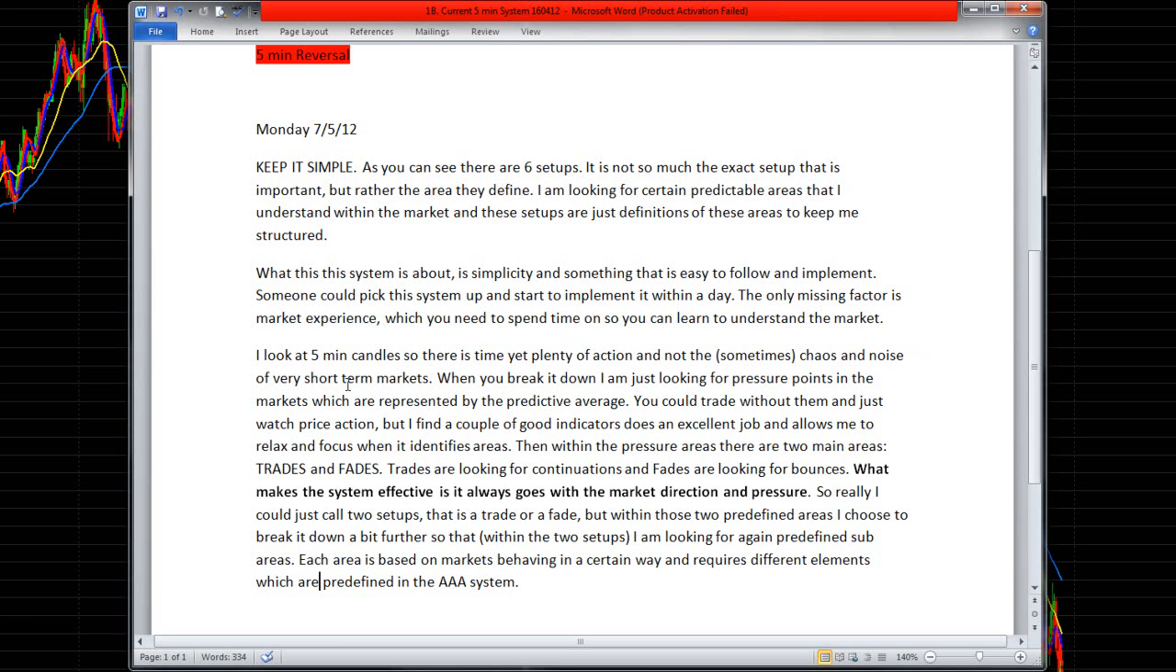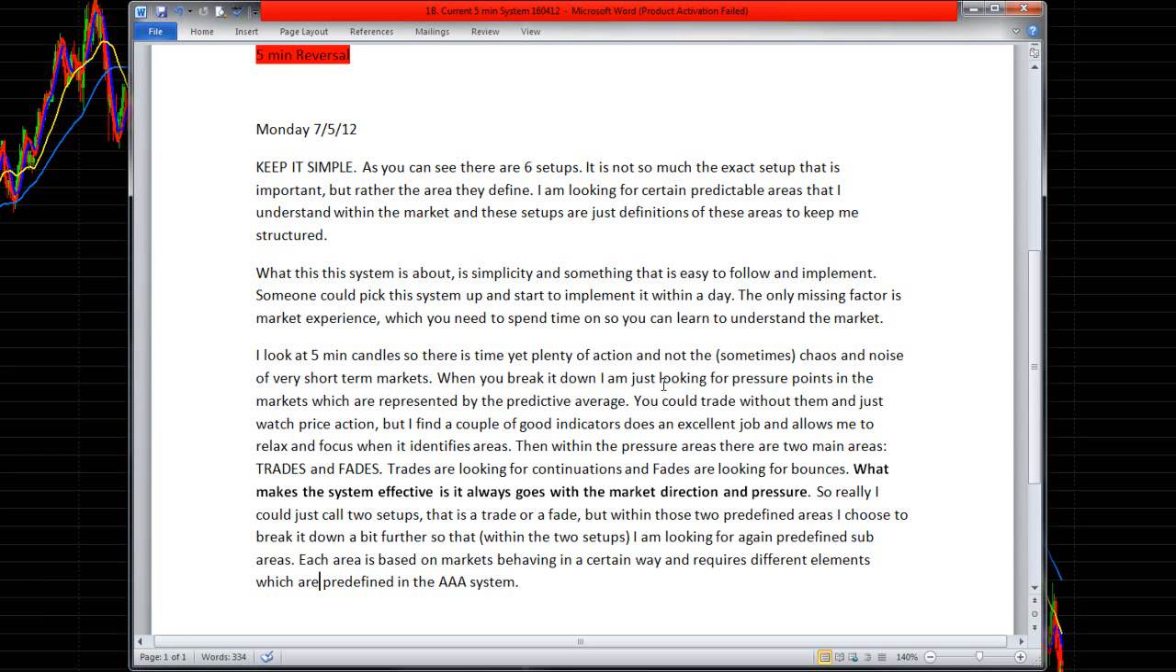Basically, I look at 5-minute candles. Okay, so there's all different ways of trading. You can look at shorter term markets, 1-minute candles, 30-second candles, 5-minute, 15-minute, daily charts, weekly charts. At the end of the day, it's all based on the same principles, being structured and having a system. But I focus on the 5-minute candle. I find for me, there's plenty of action, yet not the chaos and the noise that comes with very short-term candles. When you break it down, I'm just looking for pressure points in the market. That's what my system represents, and basically to find that, I'm using the predictive average, and I'll bring up a chart with a predictive average on it soon.